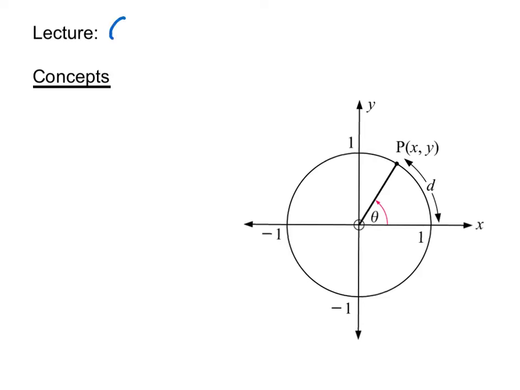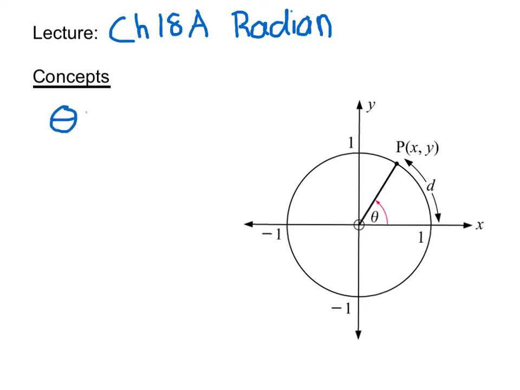In this video, we're going to look at Chapter 18, Section A, on radian measures. Remember from Chapter 10 that we can measure angles, which I'll denote with the symbol theta, using degrees. And there are 360 degrees in a circle. In this chapter, we're going to use radians instead of degrees to measure angles.